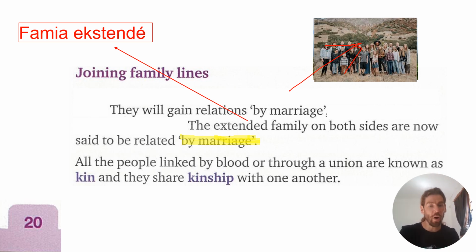Yes. So all the people linked by blood or through a union like marriage are known as kin, and they share kinship with each other. Yes. All the people linked by blood or by the union such as marriage are known as kin and share kinship with each other.